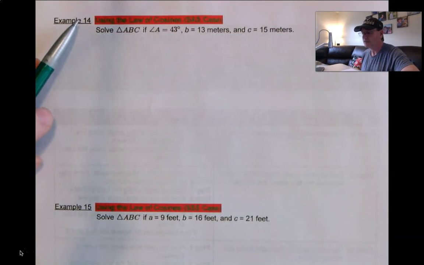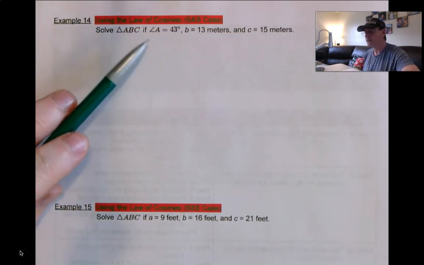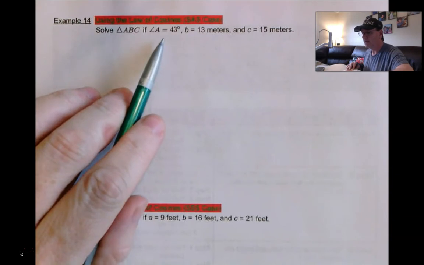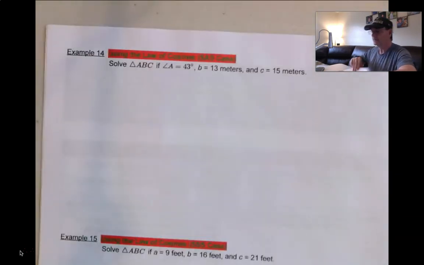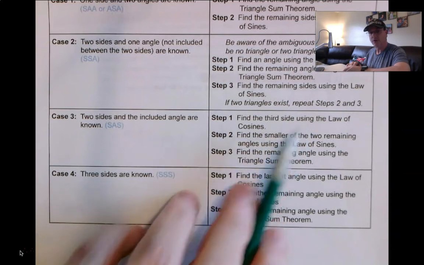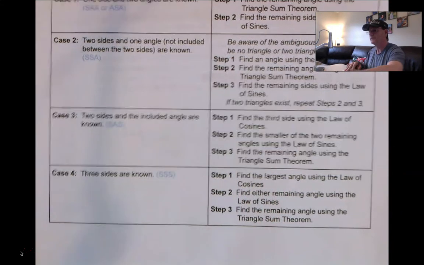All right, example 14, using the law of cosines, side, angle, side. I'm not giving you a picture this time, but we have all the information we need. This is case number 3, side, angle, side. We find the third side using the law of cosines, then we have to find the smaller of the two remaining angles.